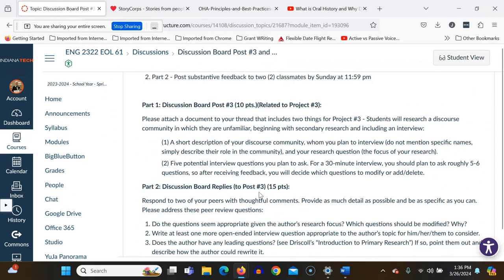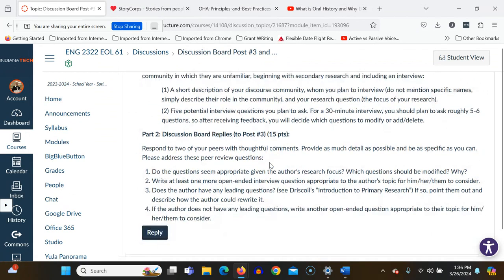But again, this is what you're going to be doing. 2 parts to the discussion board post number 3. And then, of course, the second part of that is after you post it, then you will reply to your peers. And again, I suggest replying to your peers on Friday or Saturday, not waiting till Sunday afternoon, because then the idea here is that you can see the questions that they plan to ask, give them suggestions about maybe more questions they might ask, or tweaking their questions so that they're better. And sometimes you'll look at their questions and go, that is a really great question. I'm going to ask that question too. So that gives you the option of changing and editing your own questions.